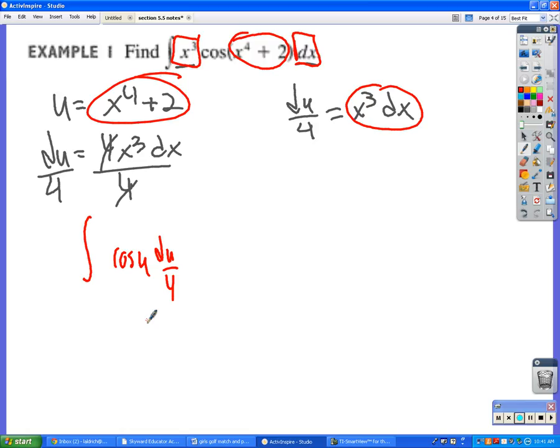So, Rita says, what do I do with the du over 4? And since the du over 4 is just times 1/4, I'm going to just pull that out and put it like this. So what's the antiderivative of cosine? Okay, so that's going to be sine of u plus c.